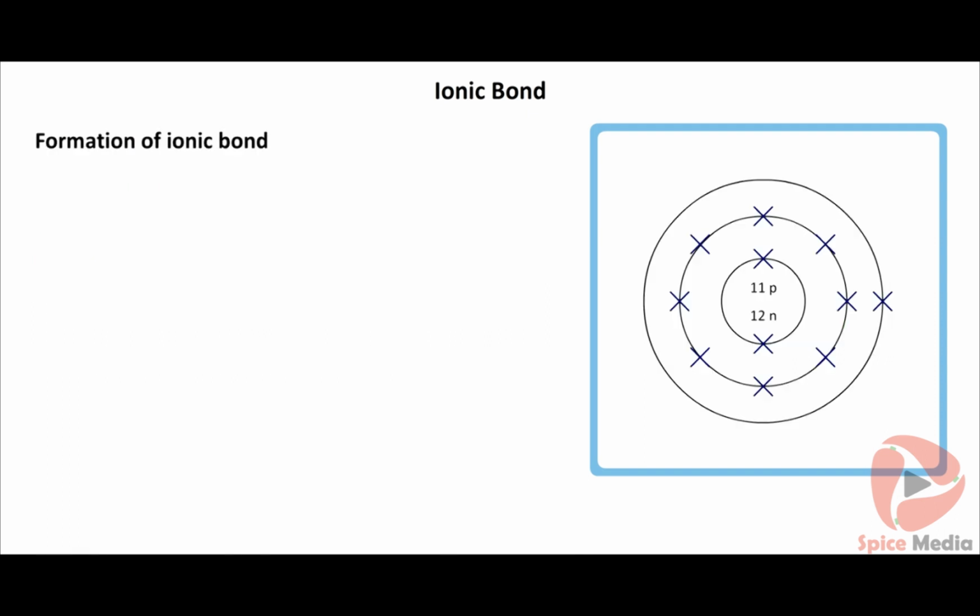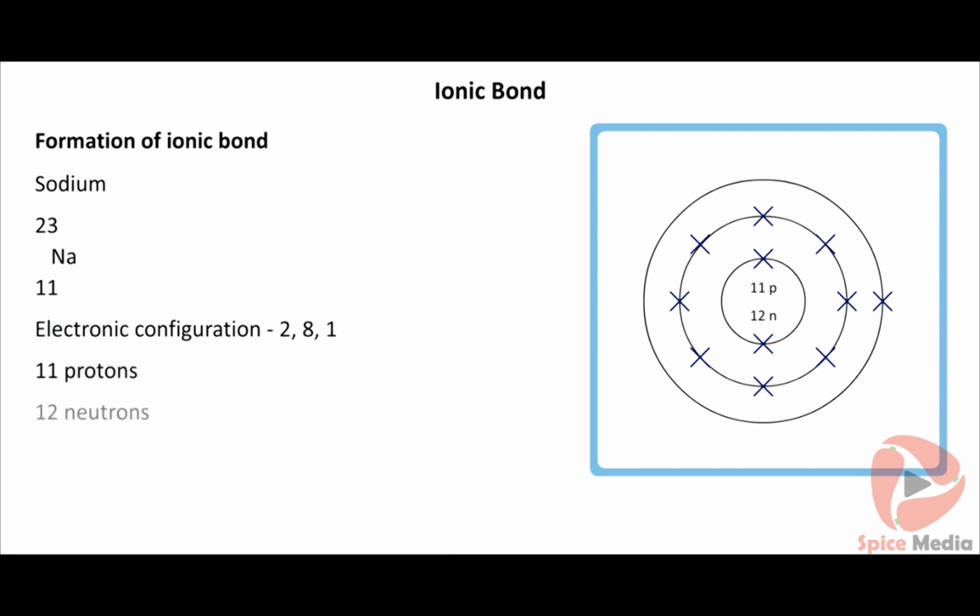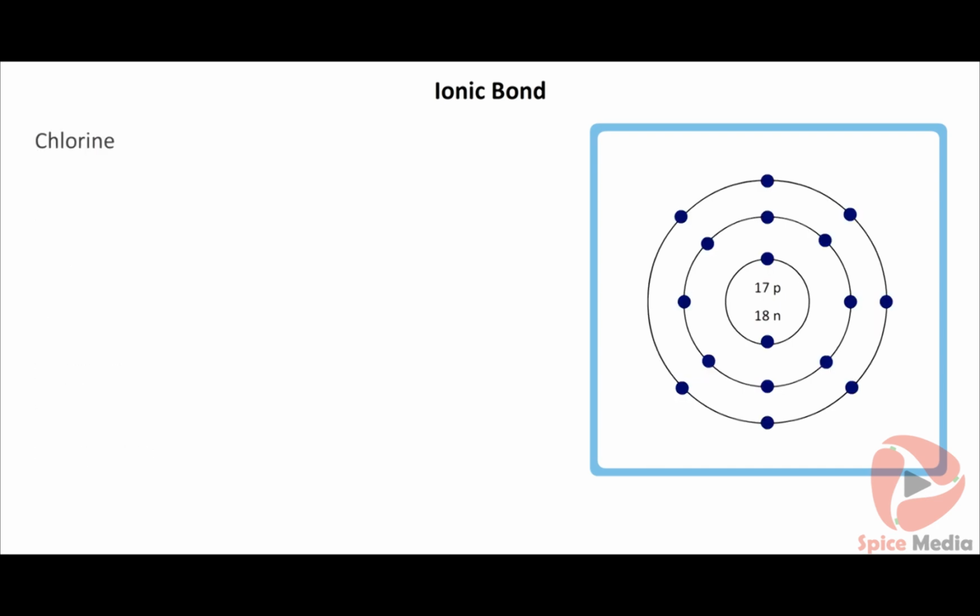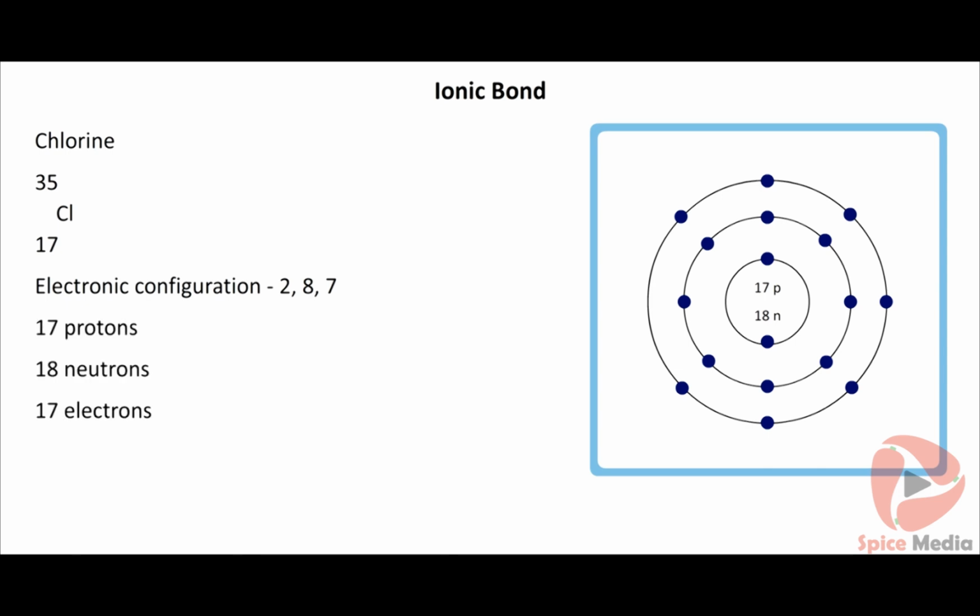Formation of ionic bond: sodium-23, Na 11, electronic configuration 2,8,1, 11 protons, 12 neutrons, 11 electrons. Chlorine-35, Cl 17, electronic configuration 2,8,7, 17 protons, 18 neutrons, 17 electrons.